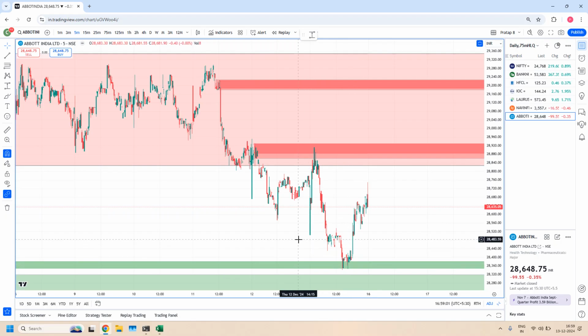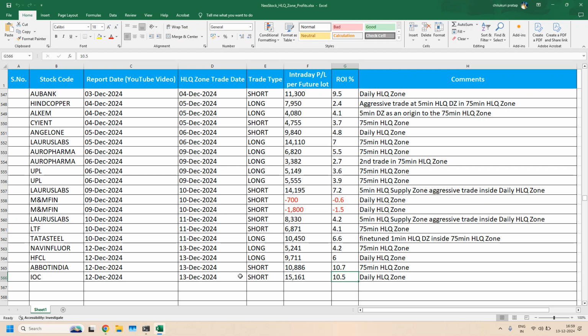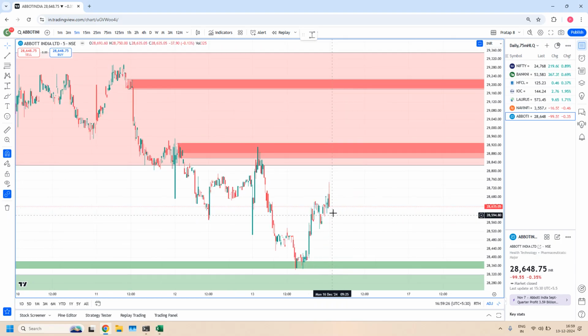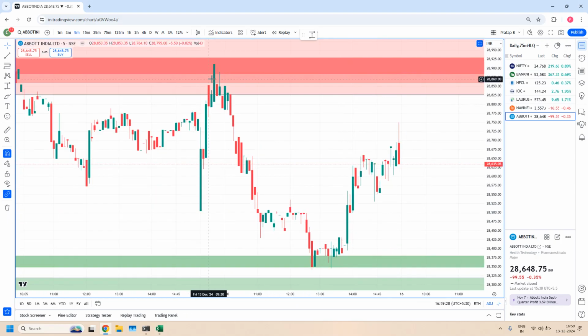And what is the profit Abbott has given? Abbott has given 10,886 rupees profit, which is 10.7% ROI. Almost the same ROI as IOC. Those people who missed the IOC trade, definitely the Abbott trade you should take. And moreover, this trade came after the market starts at 9:40, 5 minutes candle, you got the trade.